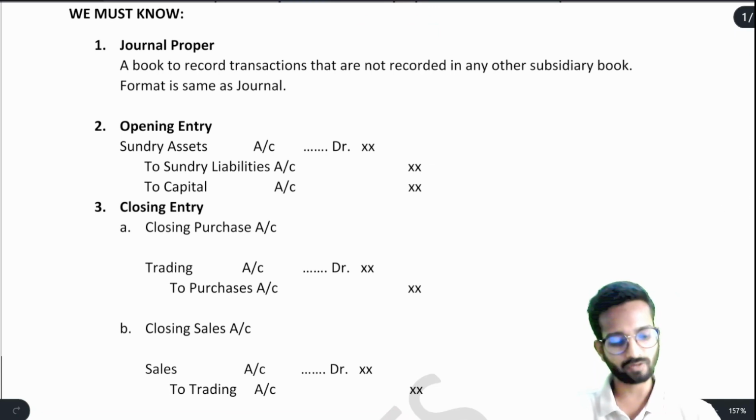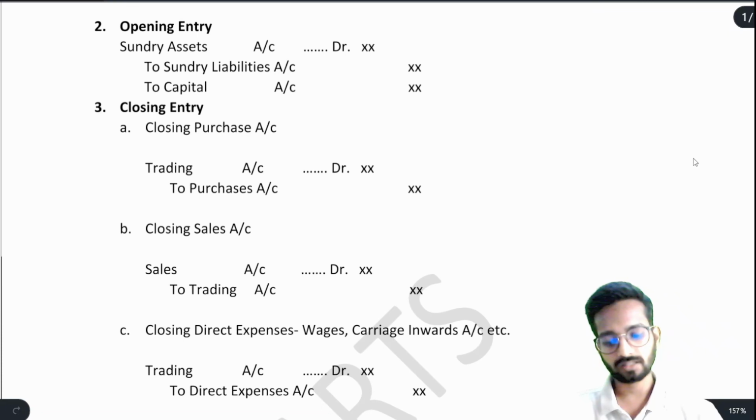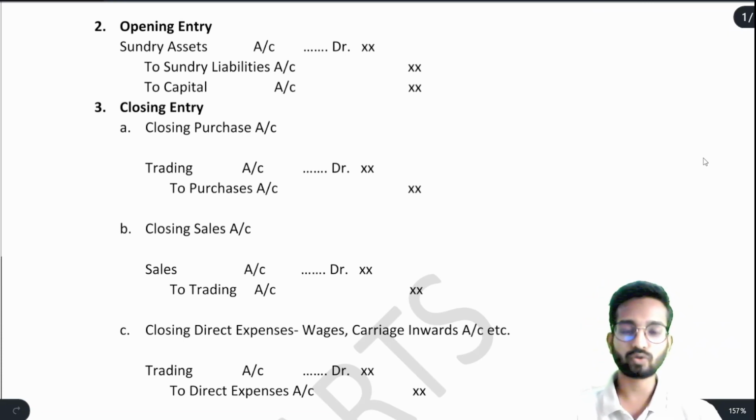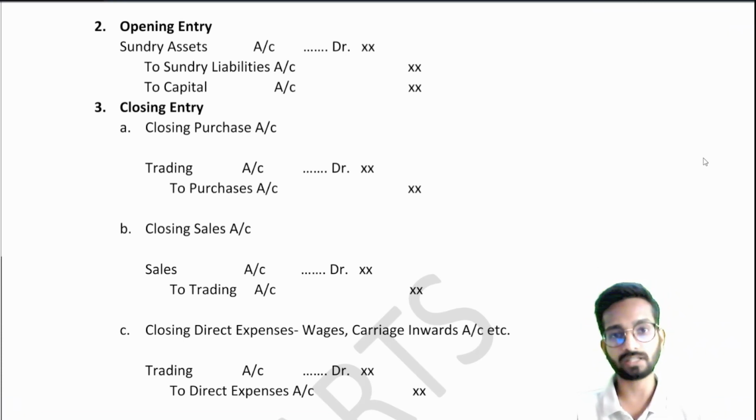Just a few entries we have to learn. The opening entry, whenever we are starting the business, is: sundry assets account debit, to liabilities, and capital. We all know assets are debited, liabilities are credited, and capital is also credited. This is the first entry. After that, the closing entry that we pass to close any particular account.